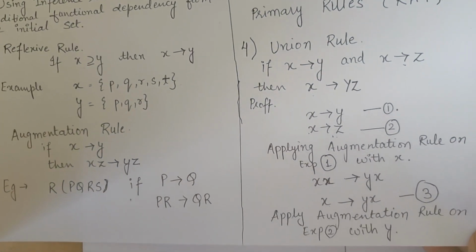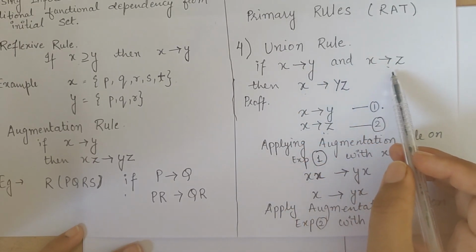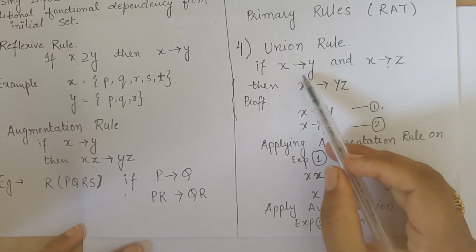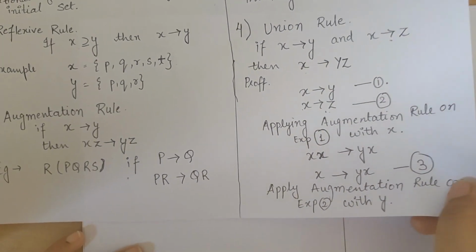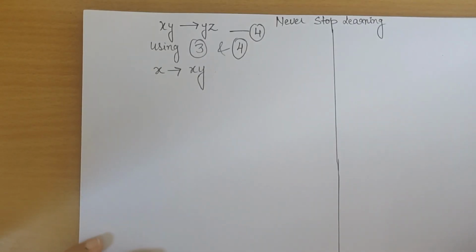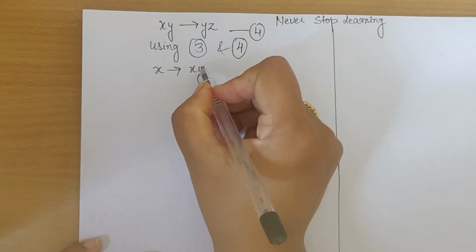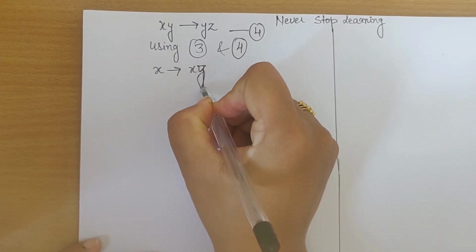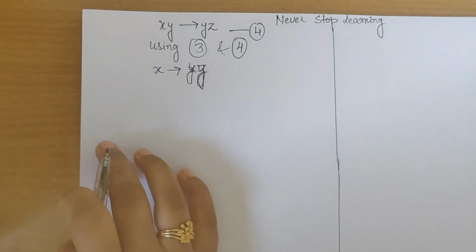So if you can see here, what we are saying is, if x determines y and x determines z, then we can say x determines yz. And for proof, I have shown that by using augmentation and transitive, we can prove that x will determine yz. Okay.